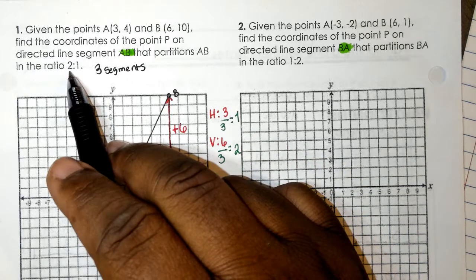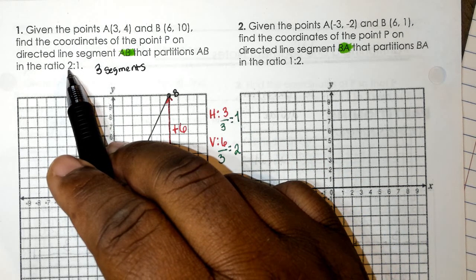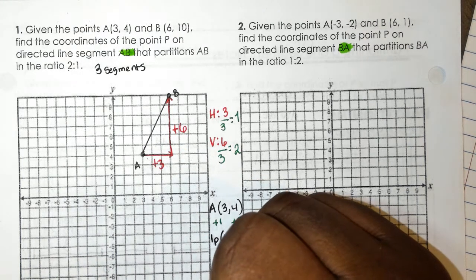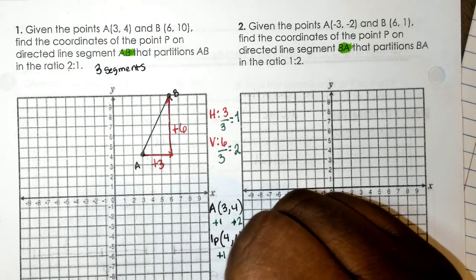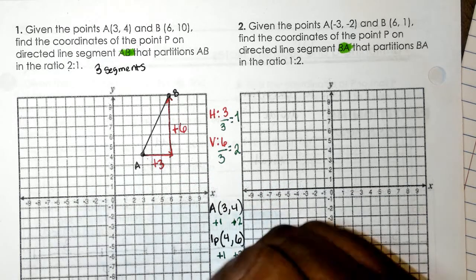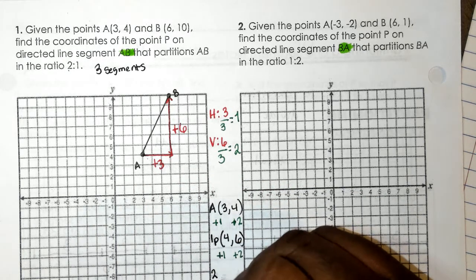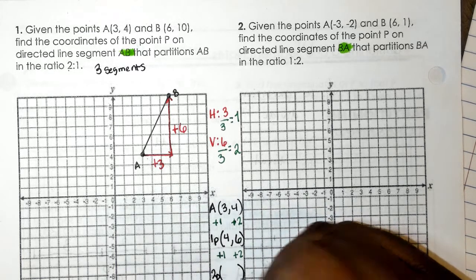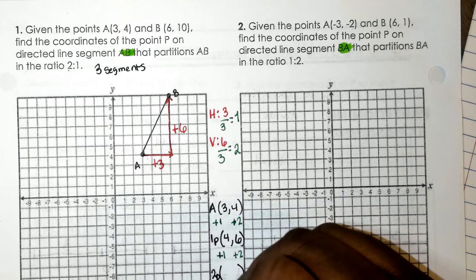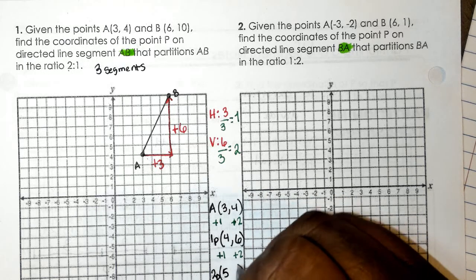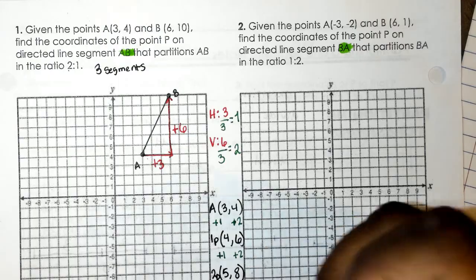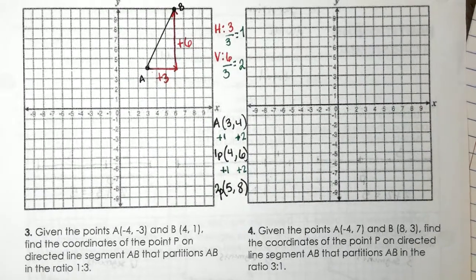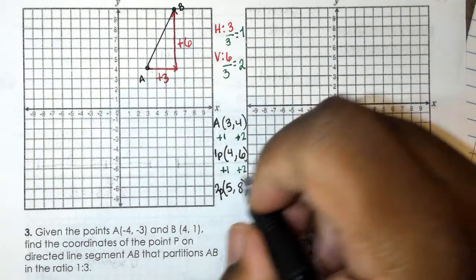But I need to do 2 of these because my ratio is split 2 to 1 from A to B. So I got to do this a second time. My second one, all I'm going to do is do the same thing again, +1, +2. And then get to my second partition, which would be 2P. My second partition is going to be 4 plus 1, which is 5, and then 5 plus 2, which is 8. So my second partition is going to be 5, 8 right here, and this is what I need.